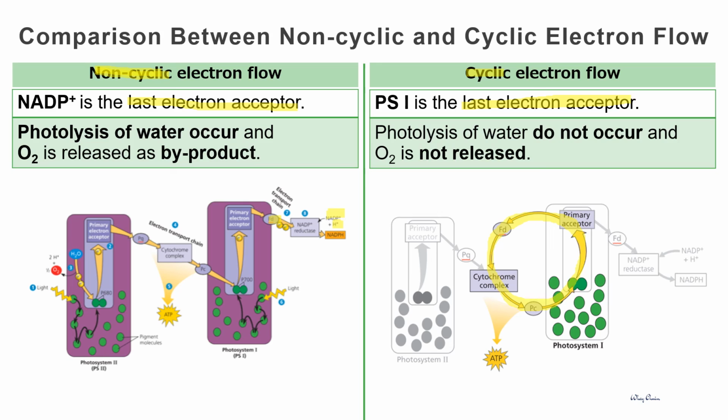And the non-cyclic electron flow involves photolysis of water, and it is able to produce oxygen as a byproduct. However, in cyclic electron flow, photolysis of water does not occur, so no oxygen is released.